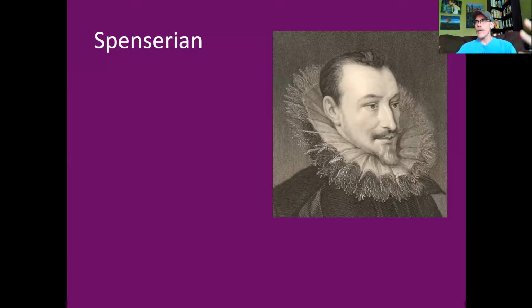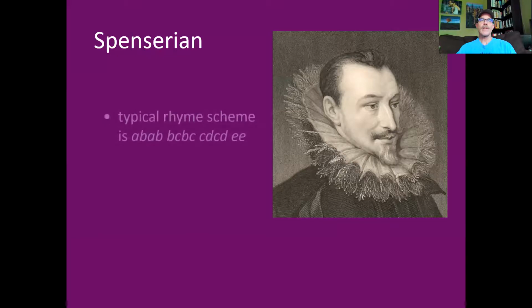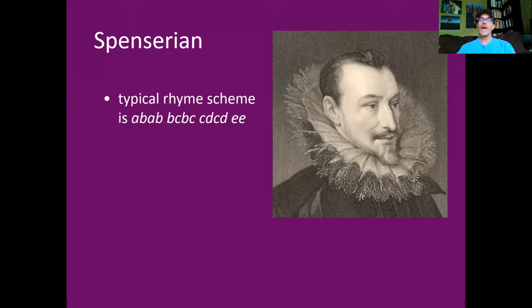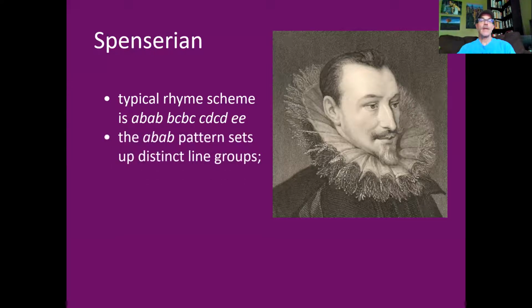Okay, so Edmund Spenser. There's another type of sonnet that was developed by Edmund Spenser. So I'm going to go super quick through this. His typical rhyme scheme is A B A B, B C B C, C D C D E E. So it's a much more interlocking type orientation than the English sonnet is.